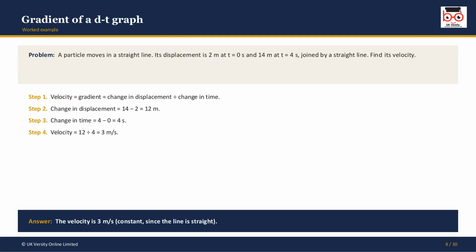Let's work one through. A particle moves in a straight line, sitting at 2 meters when time is 0, and at 14 meters when time is 4 seconds, joined by a straight line. Velocity is the gradient. That's the change in displacement divided by the change in time. The displacement changes by 14 minus 2, which is 12 meters, over a time of 4 seconds. 12 divided by 4 gives 3, so the velocity is a steady 3 meters per second.